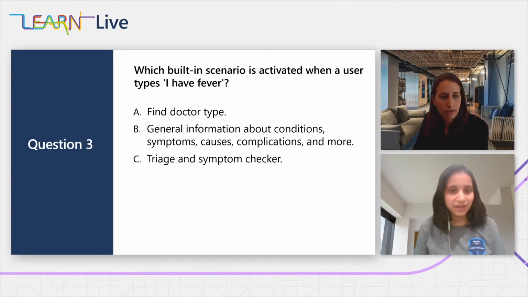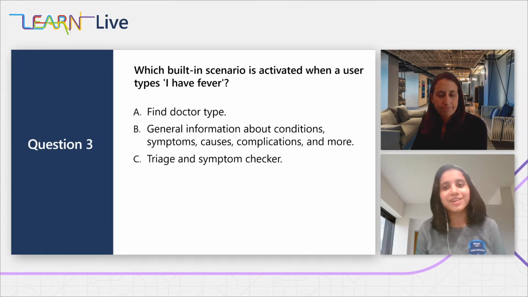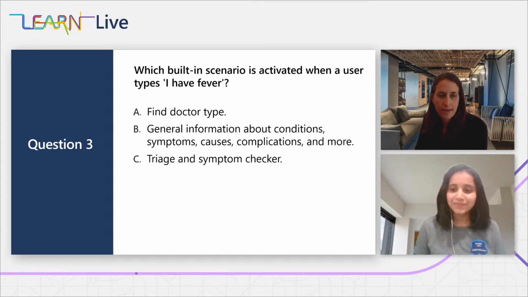Is it option A, find a doctor type? Is it option B, general information about conditions, symptoms, causes, complications, and more? Or do you think it's an option C, triage and symptom checker? Okay, so I definitely think that when I type in I have a fever, it's not going to find a doctor type. We also know that find doctor type, while it is a scenario that you can do, it is not a built-in scenario. It's something that should be customized.